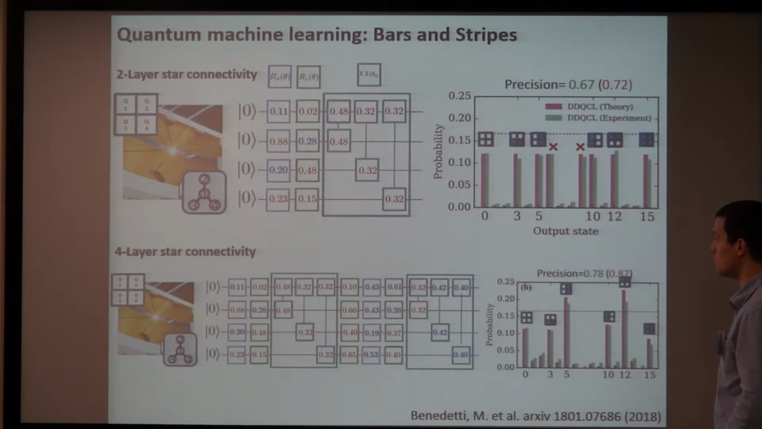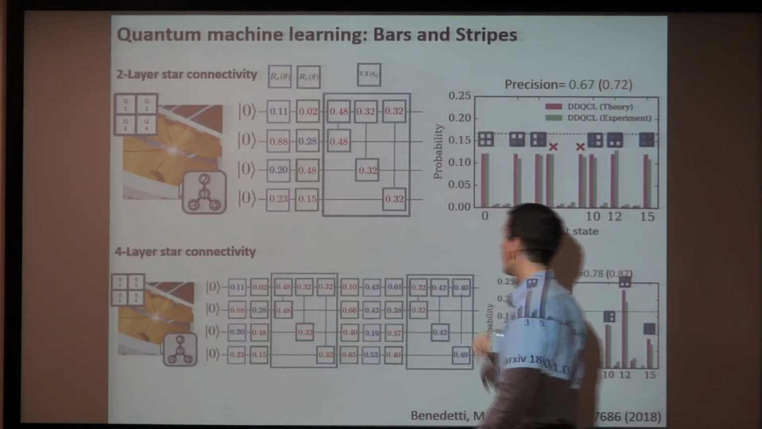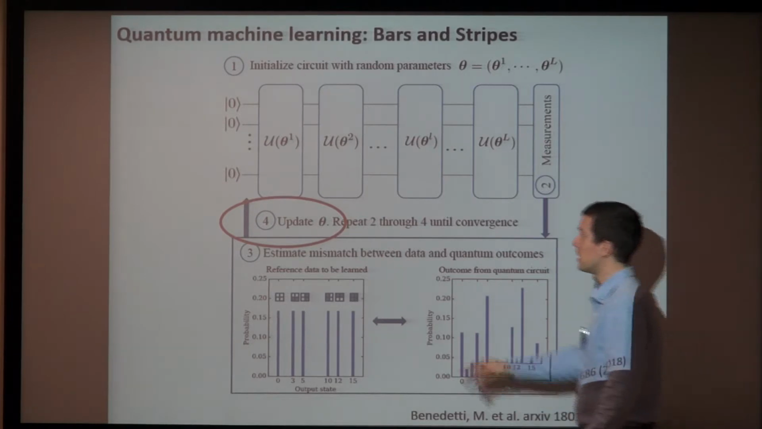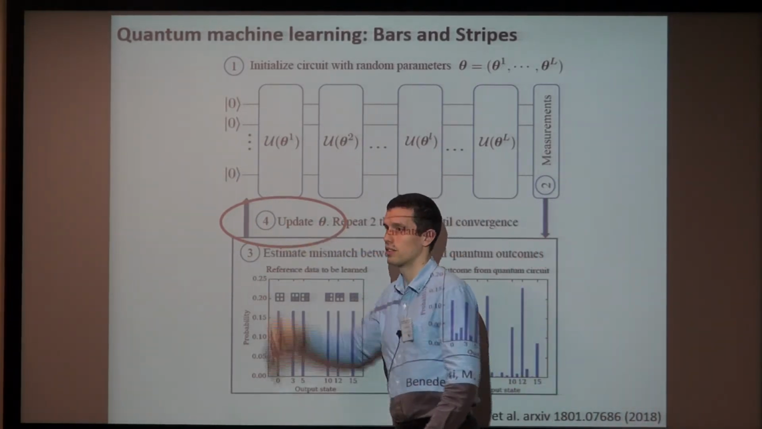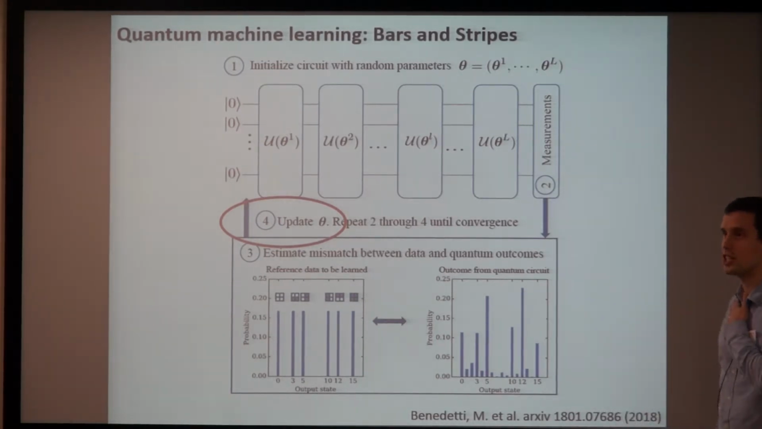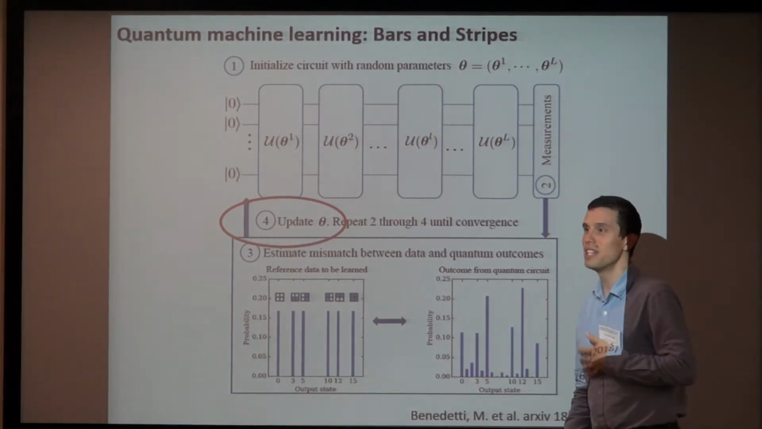And the same is true for doing 4 layers of gates instead of 2. We can get pretty close to what we want. Now, the question is, how do we update this function? We need some way of, I guess, some learning process or some optimization process. And here we made a choice, and I'm happy to hear your opinions on it.